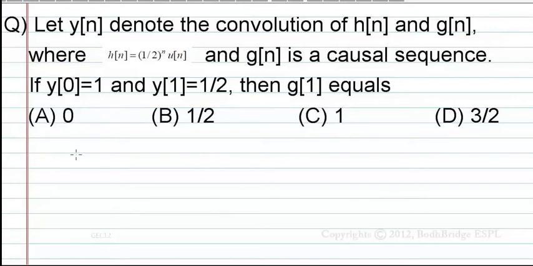This question can be solved directly with intuition also, that we will see at the last. First, the general procedure we will see. H of n is given as (1/2)^n u of n. And he is saying g of n is a causal sequence.